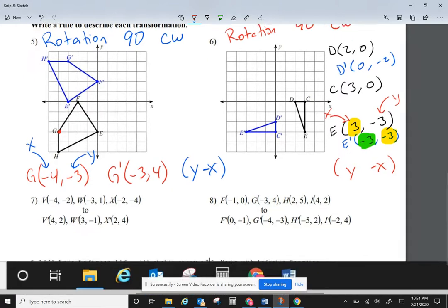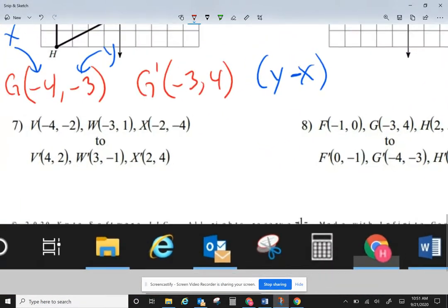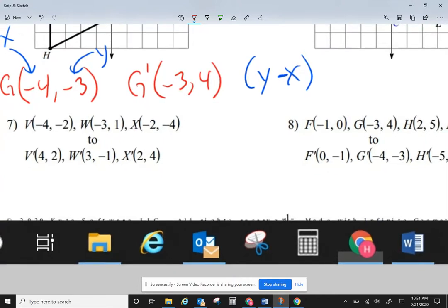Now, what if we cannot see it? I'm looking at questions 7 and 8. I'm going to follow point V. The first thing I ask myself is, did the numbers switch order? Ignore the signs. There's a 4 first, and then there's a 2. In both cases, there's a 4 first, and then there's a 2. So I'm going to say, nope, the numbers did not switch order.